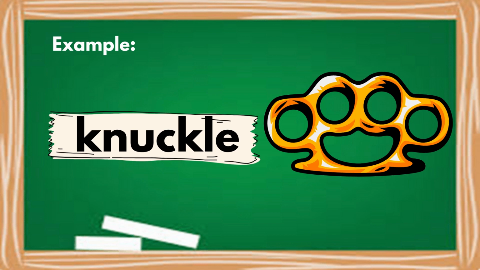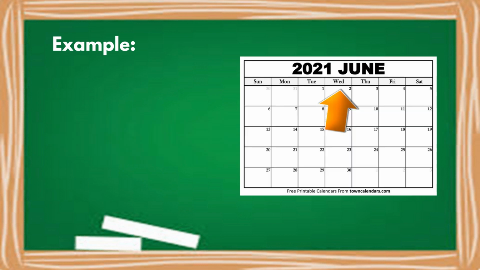Can we read the word again? Knuckle. Okay, next. Okay, what day of the week is being pointed on the calendar? Again, you're right. It is Wednesday.